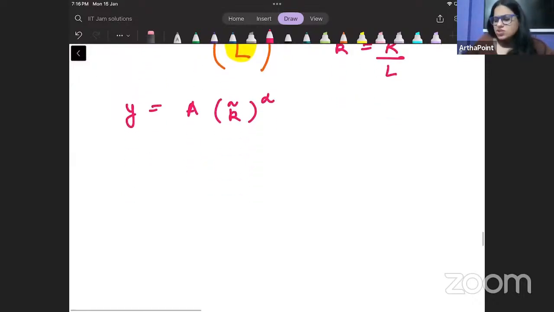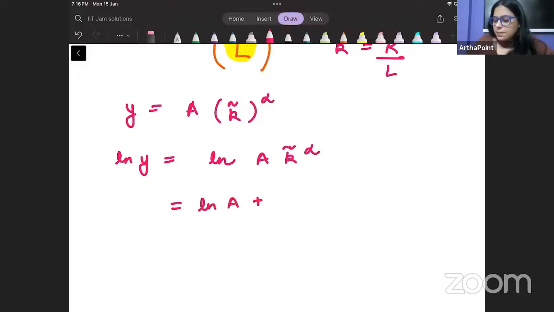Now what can I do? I can just take log on both sides जैसे हम usually करते हैं. So take log. So ln y will be ln of A k curl to the power alpha. Just use the usual rule that log mn is log m plus log n.